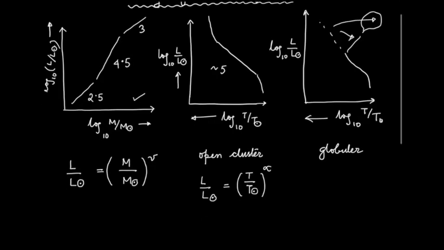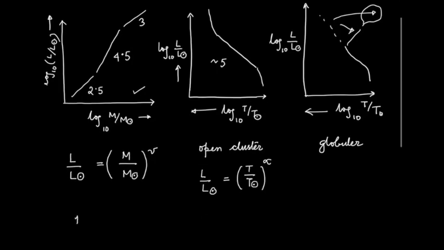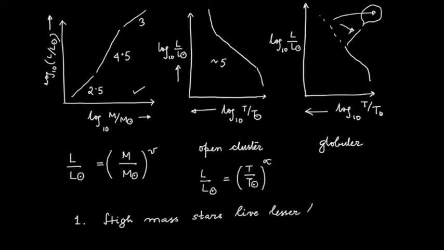So we had several conclusions from here. One is that high mass stars live a lesser time, because the low mass stars are still there. Low luminosity, corresponding to low mass, stars are still there.